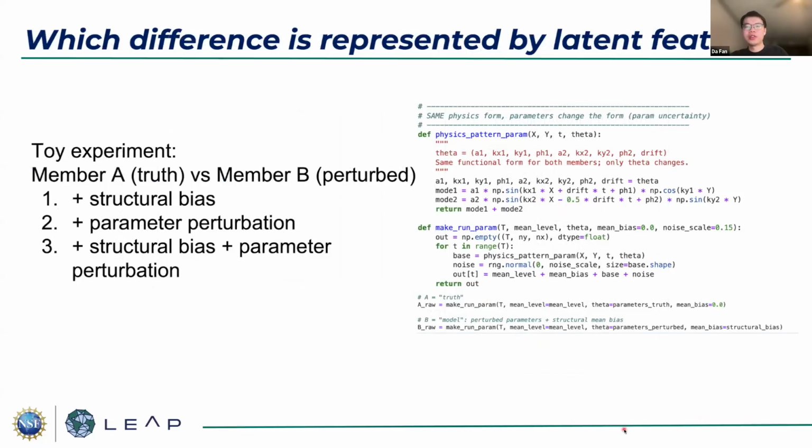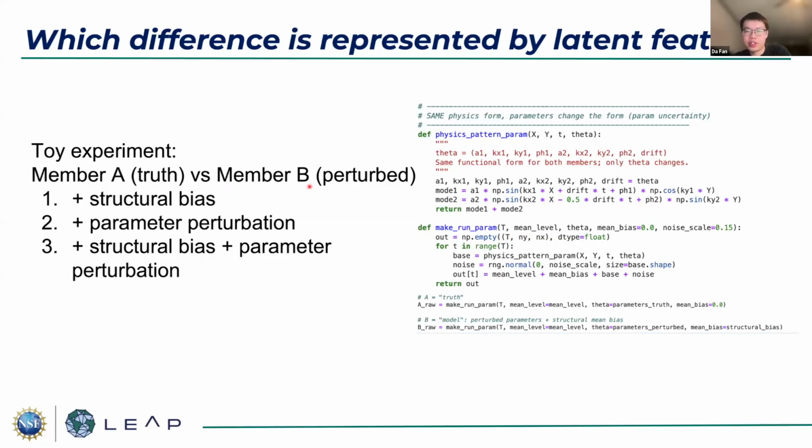Okay, the last part I'll talk about is a toy example. We try to understand exactly which difference is represented by the latent features. So we made a toy experiment with a member A and a member B. Member A represents the truth model, while member B represents a perturbed model.